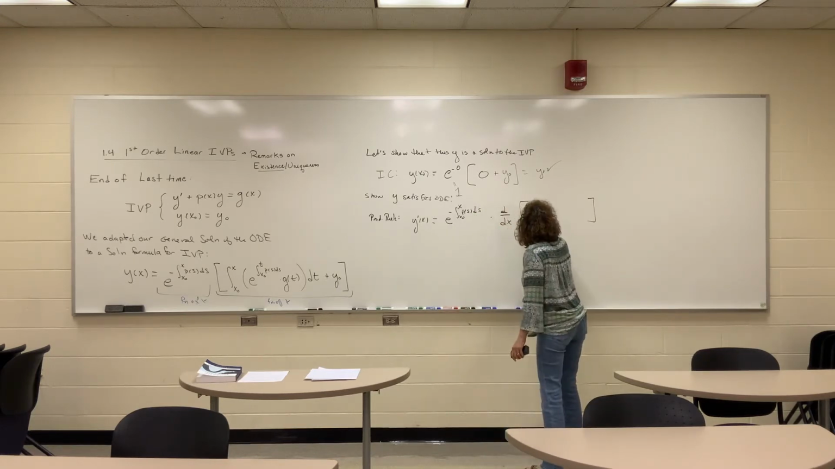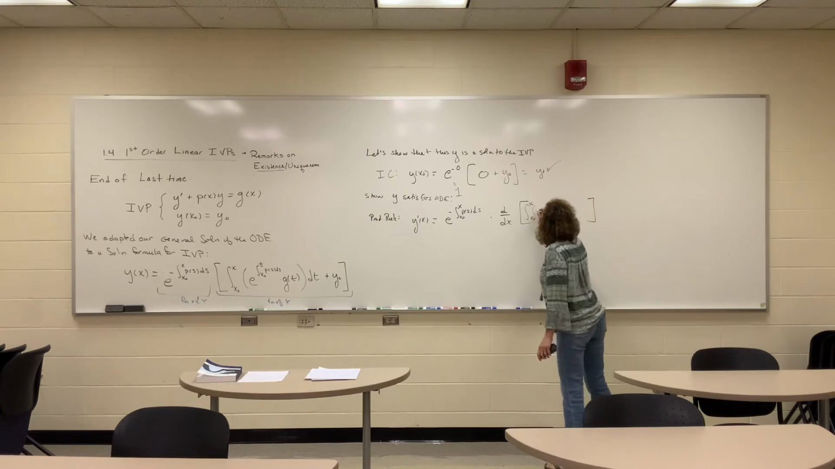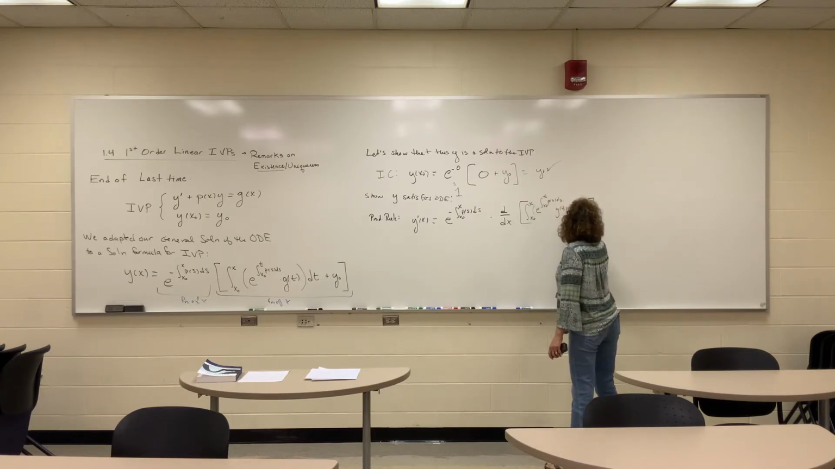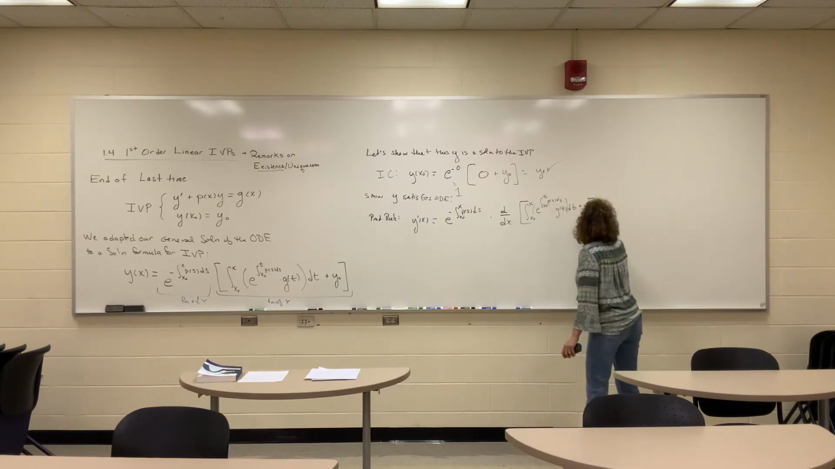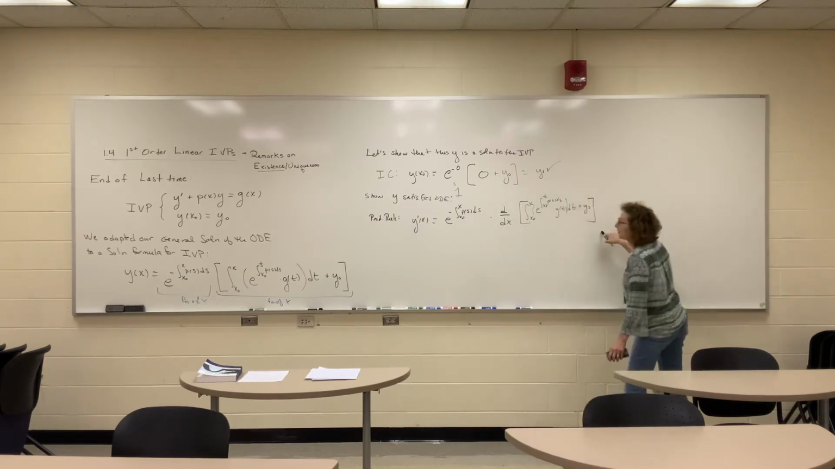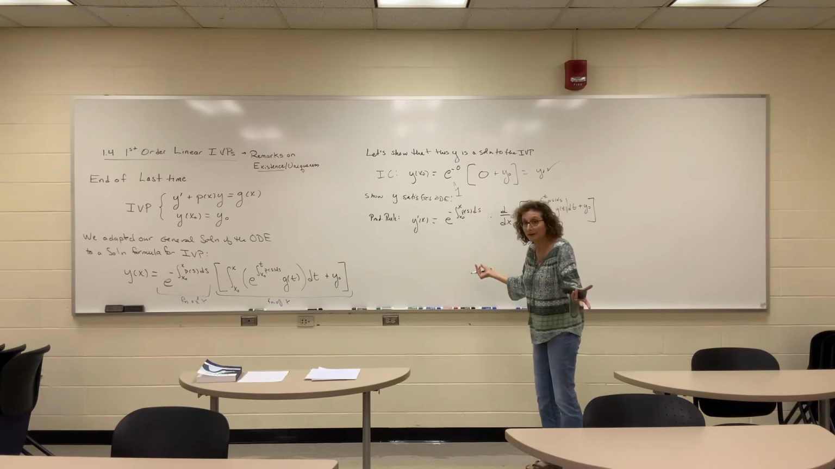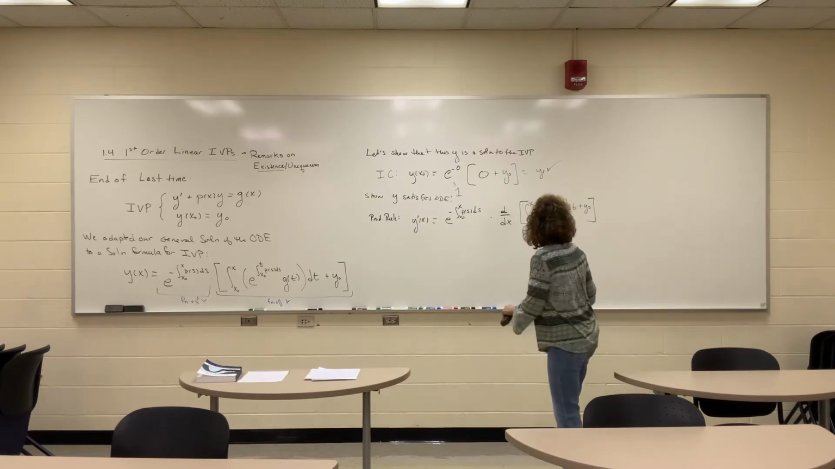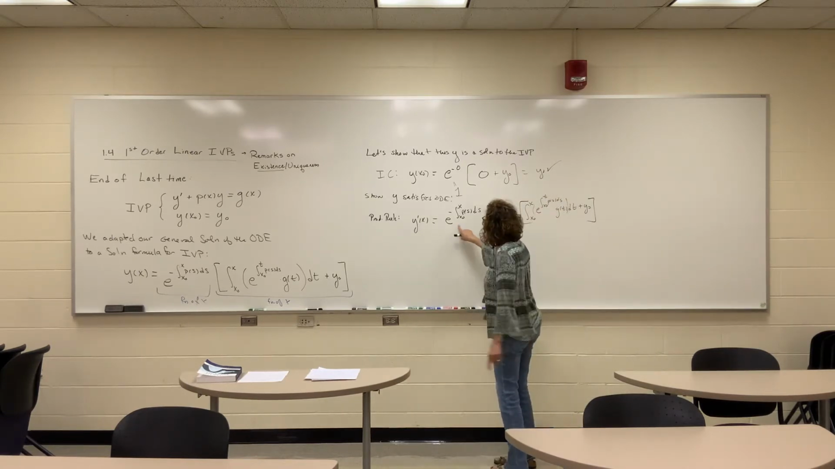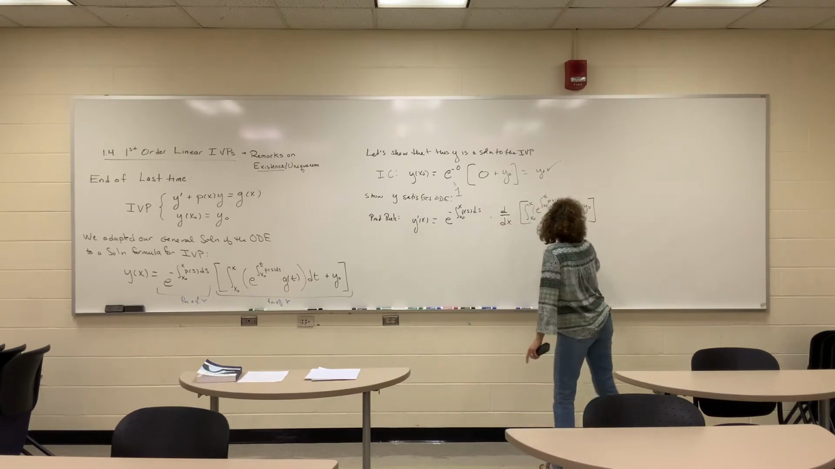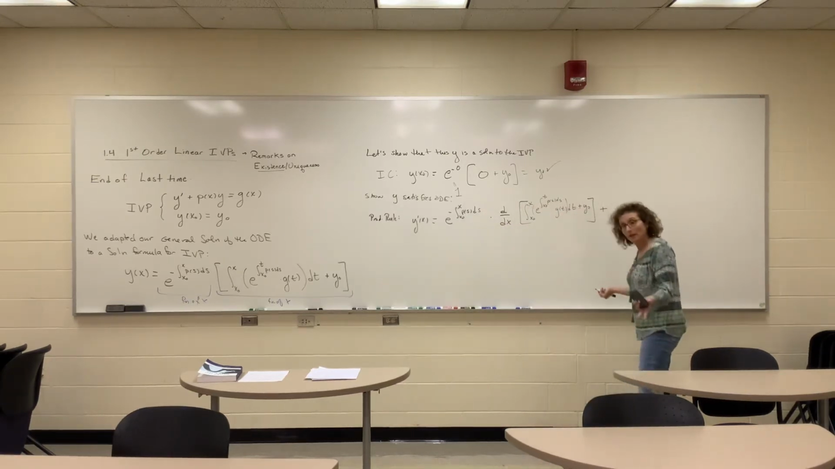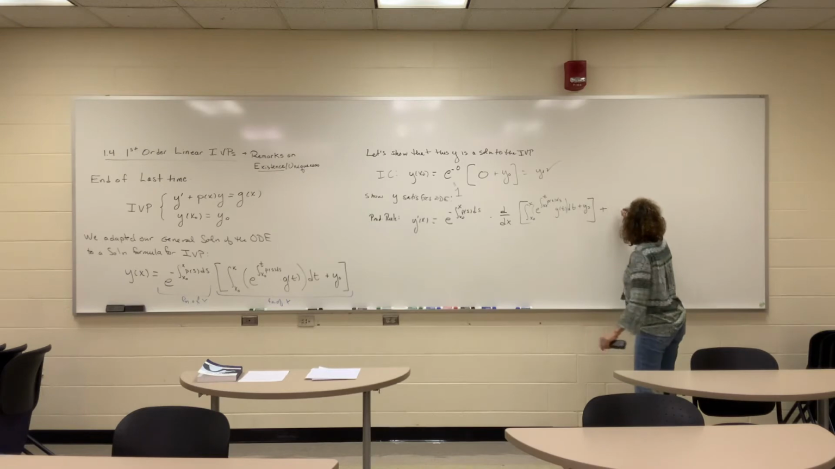I'll write it. x naught to x, e to the integral from x naught to t, p of s ds, g of t dt plus y naught. We're going to take the derivative with respect to x across that whole thing. That's a sum of two functions, so that's what rule? Good, sum rule. So right now we're just writing stuff out. So the first times the derivative of the second plus what? Right, the derivative of the first.